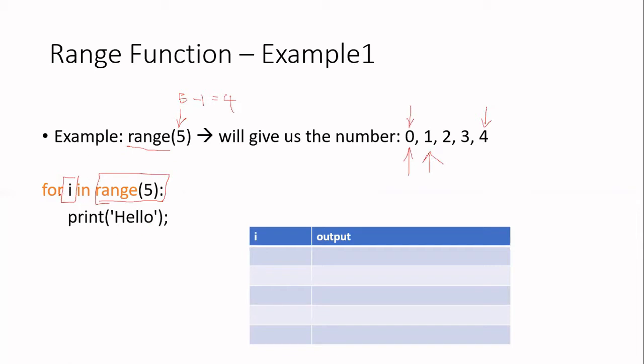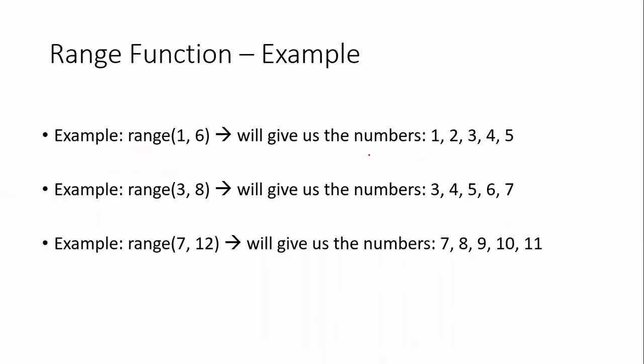A segment like this, for i in range 5, print hello, will then print hello 5 times. The first time when the counter is 0, the second time when the counter is 1, the third time when the counter is 2, then when the count is 3, it's going to print hello, and finally when the count is 4, it would have printed hello 5 times.